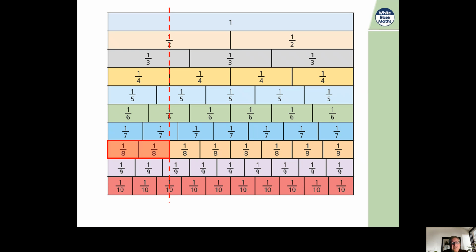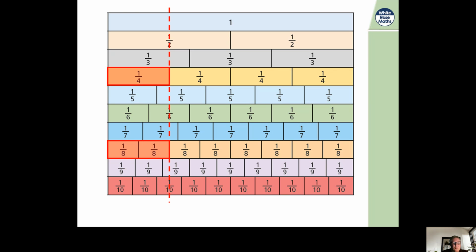So on the fraction wall here, we can see that 2/8 have been shaded in, and we're looking for any equivalents. Can you spot any equivalent fractions here? Now, because our lesson is focusing on simplification, can the 2/8 be simplified? There we go. So 2/8 can be simplified to 1/4.